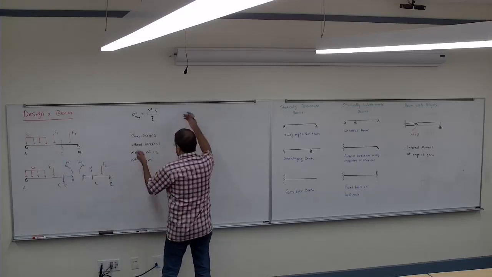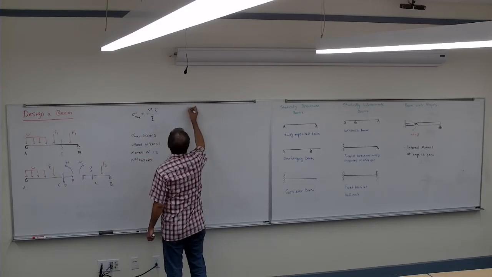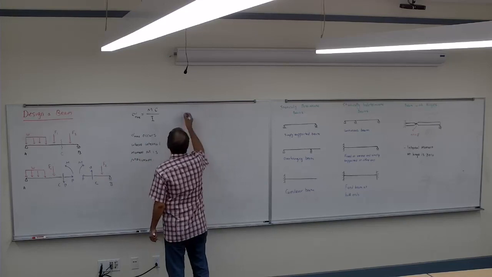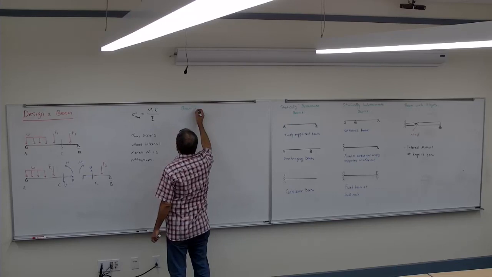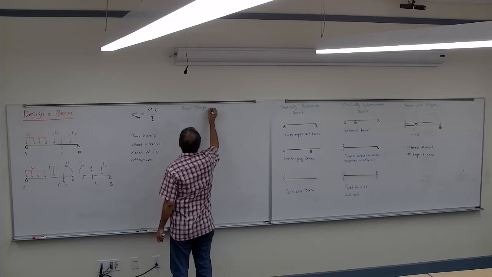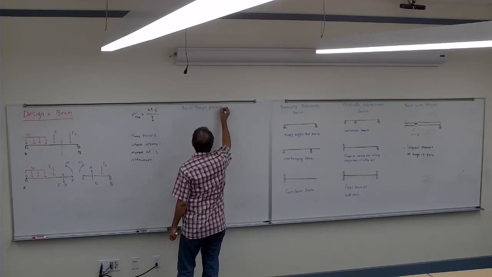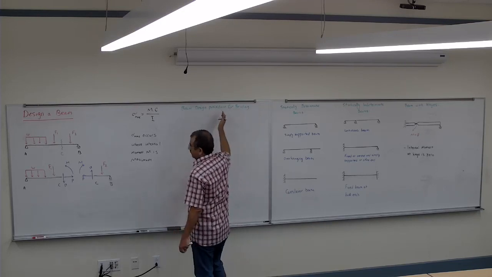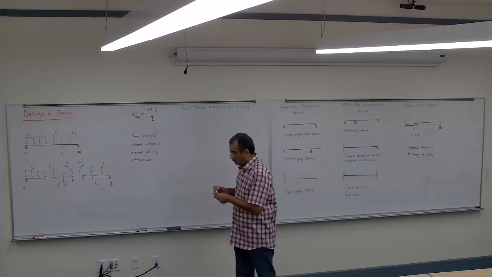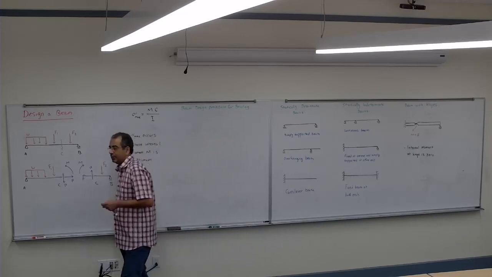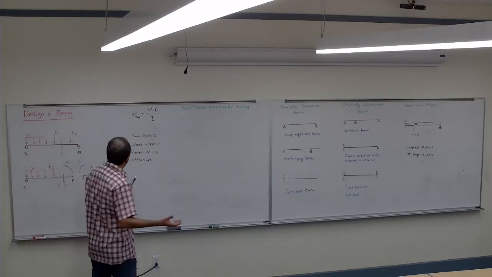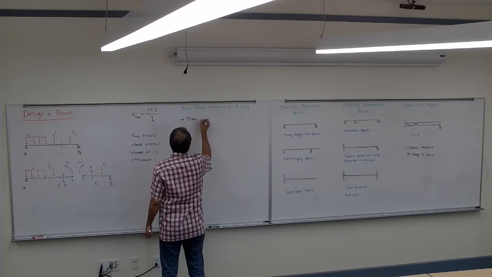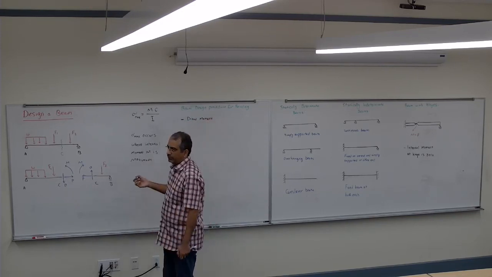So basically the design procedure for bending. If I want to design a beam for bending, what's the design procedure? The first step, I have to find the moment diagram. So draw the moment diagram for the entire beam.